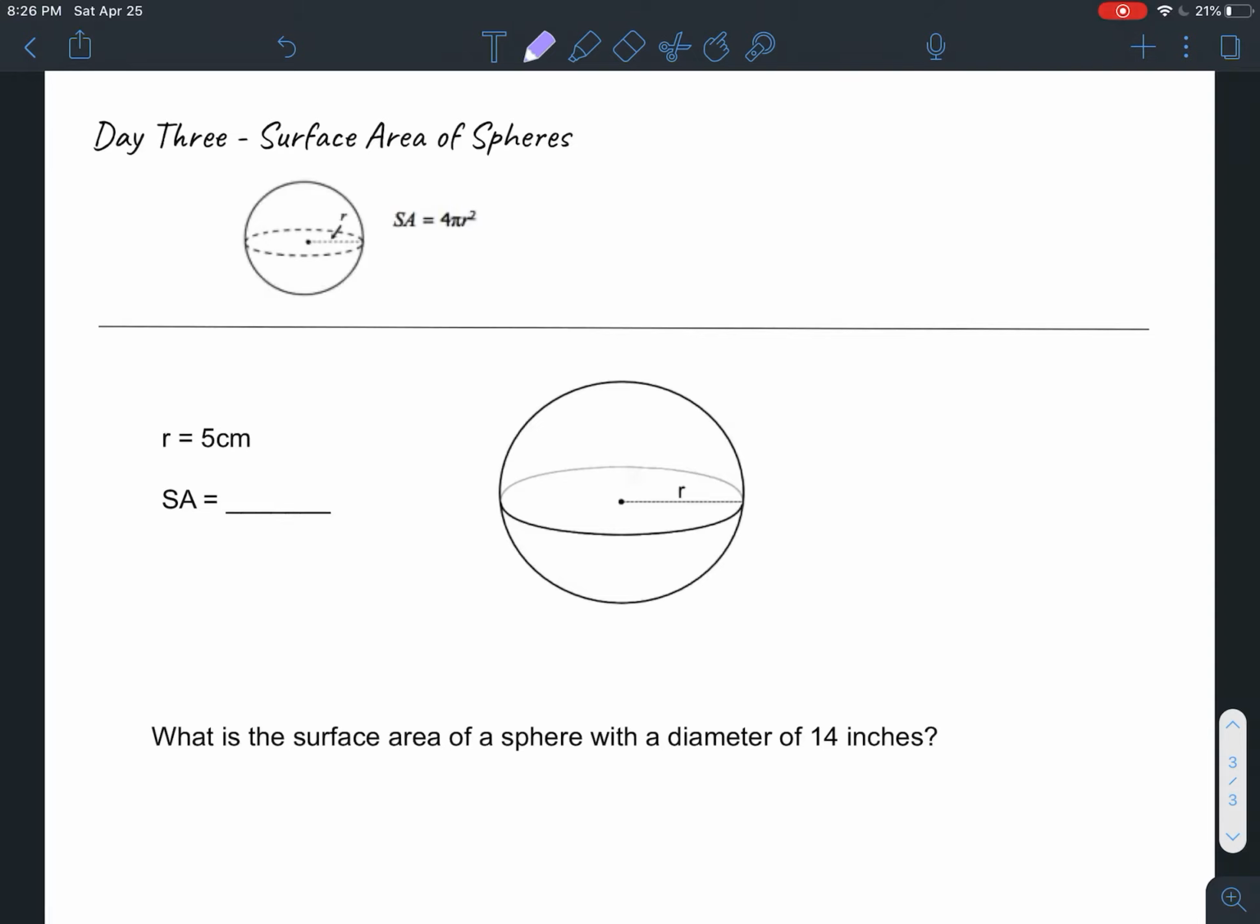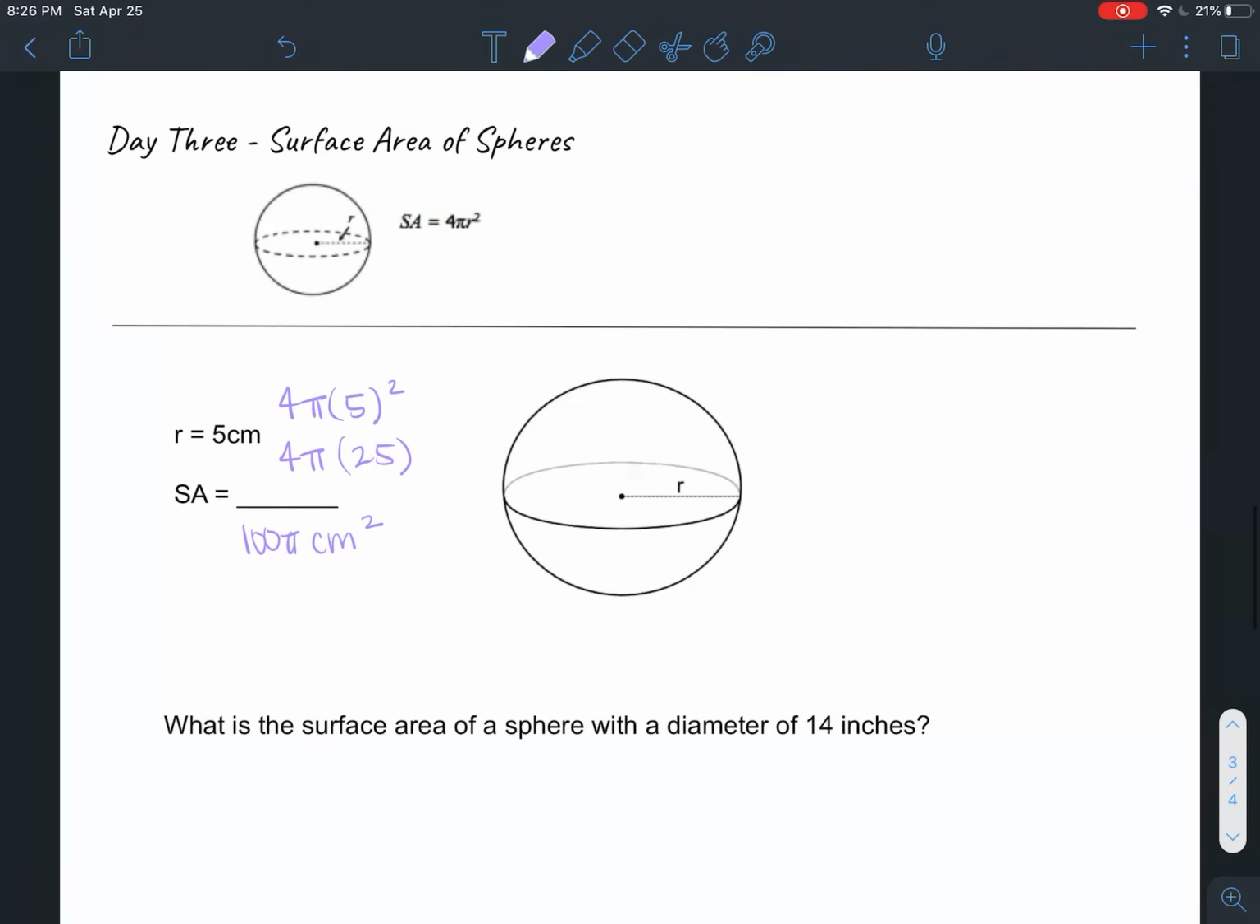So if I have a radius of 5 centimeters, I'm going to have 4 times pi times 5 squared, which is 4 times pi times 25, which gives me 100 pi centimeters squared.